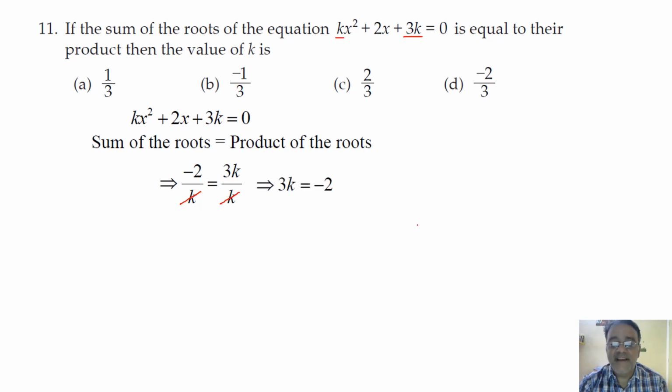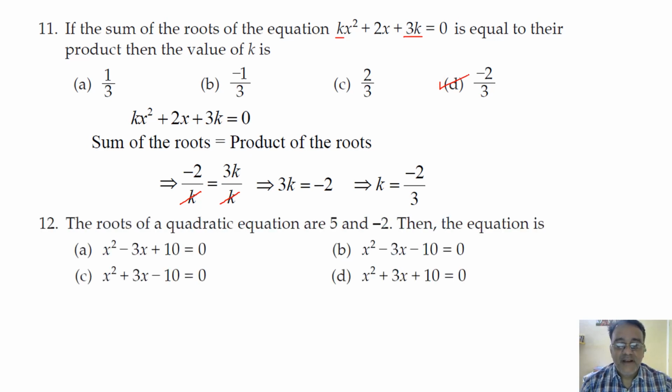So what is the value of k? Minus 2 by 3. And the correct option is Option D. Right. So now we are moving toward question number 12. The roots of the quadratic equation are 5 and minus 2. Then the equation is dash. So first we can write x minus 5, क्योंकि इसमें रूट्स ऑलरेडी दिया हुआ है. x minus 5 into x plus 2 is equals to 0.